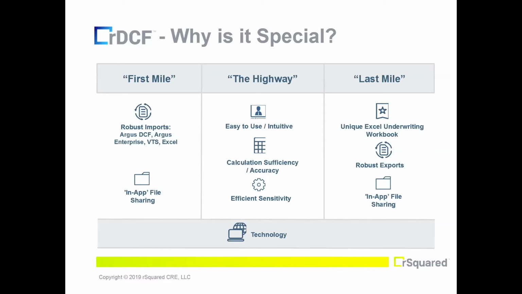The last mile is probably the most important and paradoxically seems to have received the least amount of attention from the incumbent software providers. Debt, complex waterfalls, offering memorandums, broker's opinion of value are frequently done in Excel, and rDCF has the most robust Excel underwriting workbook in our industry. It can be used for single assets or portfolio properties. It includes dynamic valuation assumptions, in-place lease analysis for debt and lenders, complex debt and waterfall modeling, market and lease analytics, and just a whole lot more.